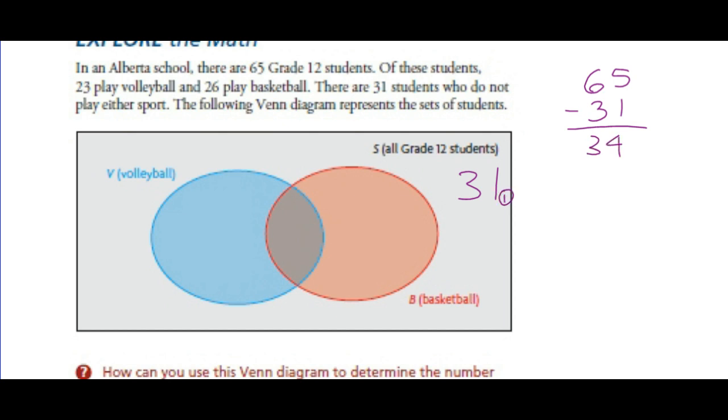Okay, so that's number one. That's the first thing we did: we put the 31 students who do not play either basketball or volleyball into the box. And then we said, okay, that leaves me 34 students left, but I have 23 and 26. So we have 49 students, right? We have a total of 49 students who play volleyball or basketball, and we've only got 34 students left to account for. So what does that mean? Yeah, some play more than one. So how many play more than one sport?